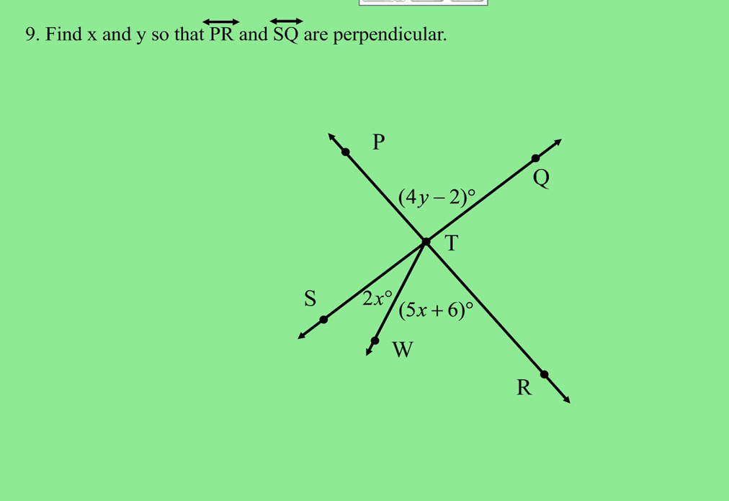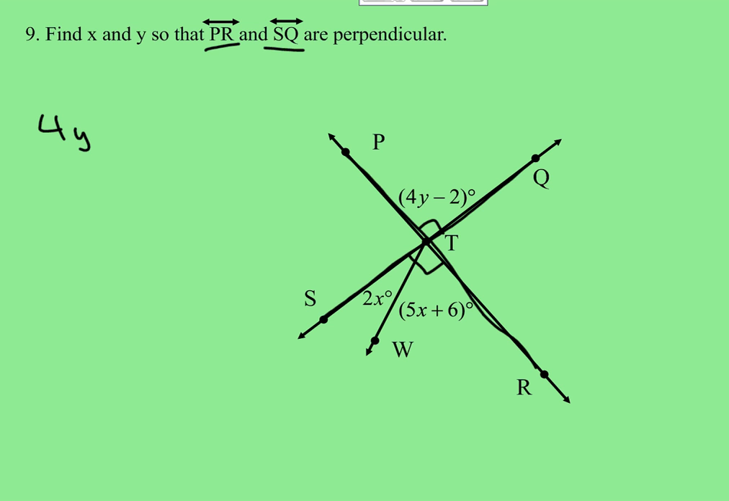Okay, look at this big mess. So you've got X and Y. So you're trying to figure out what is PR, what is SQ. PR and SQ are perpendicular. So you got to make sure that that's a right angle, and you got to make sure that's a right angle. So you've got 2 small problems. Figure out X and Y.